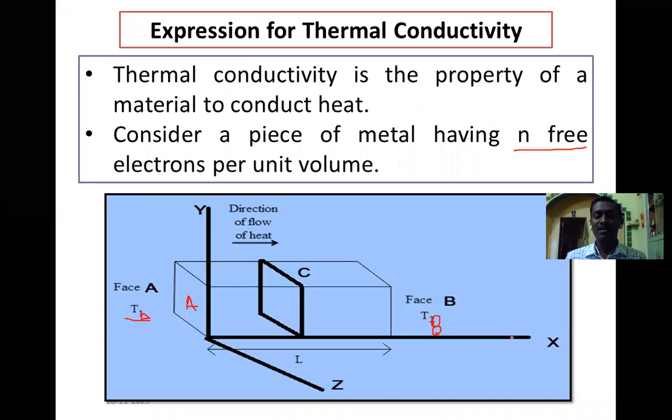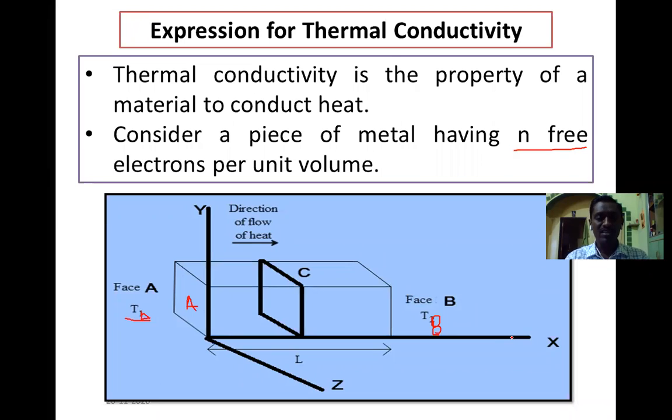Similarly, for the conduction of current, we require a potential difference, and by using an external battery we will produce that potential difference. That means we keep one end at higher potential, that is positive potential, and the other end at negative potential. So due to the potential difference, the current flows in that block or that metal. Similarly, for the conduction of heat, we have to maintain the temperature gradient, or a temperature difference must be kept between two surfaces.